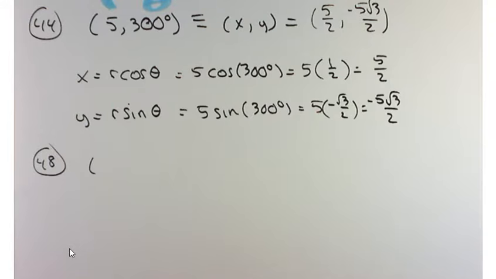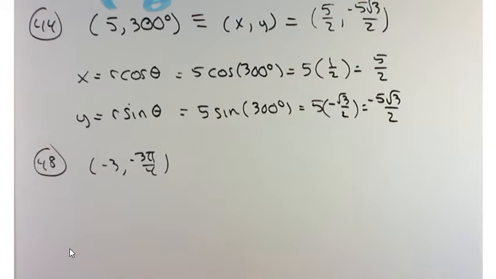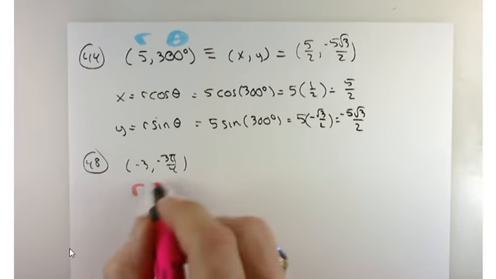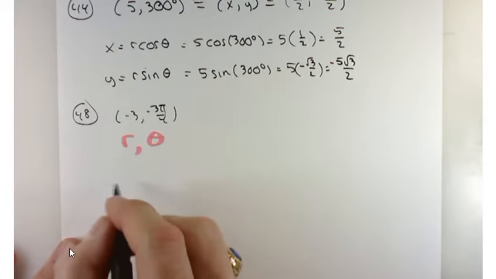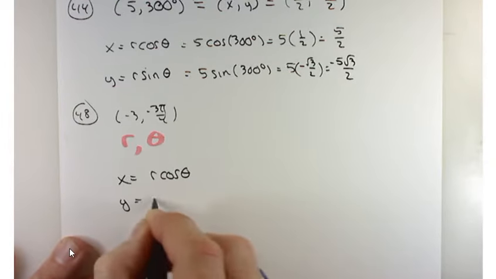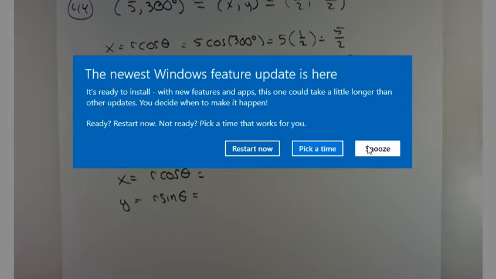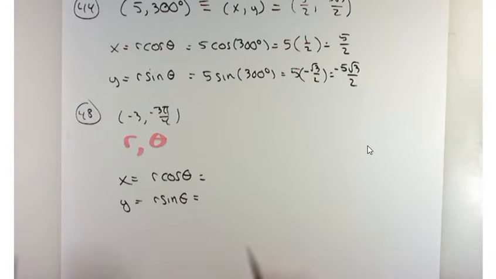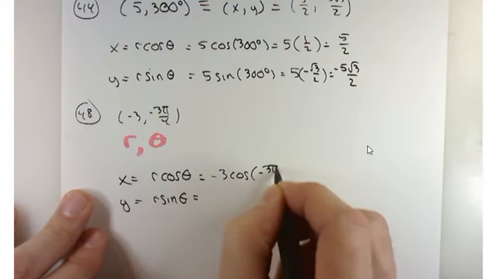Problem 48, negative 3 and negative 3 pi over 4. So again, you've got something in r and theta, and we want to find the x and y coordinates. X is r cosine of theta. Y is r sine of theta. So we get negative 3 times the cosine of negative 3 pi over 4.